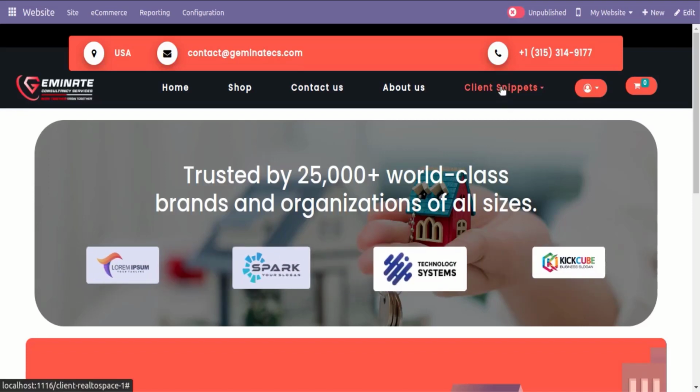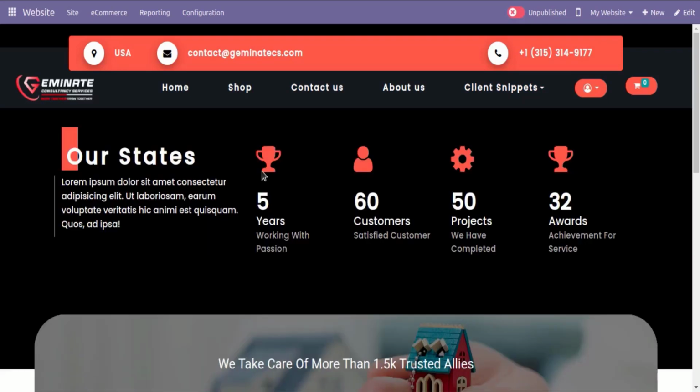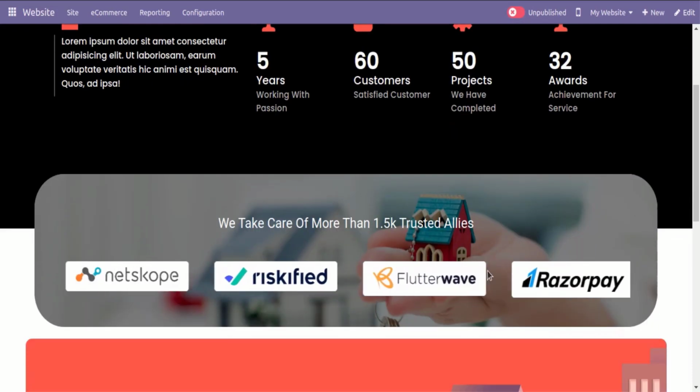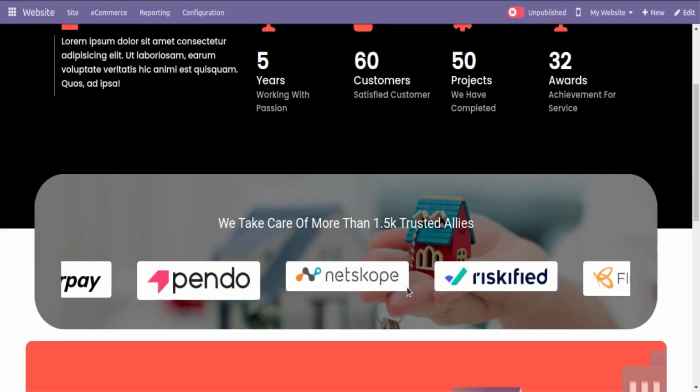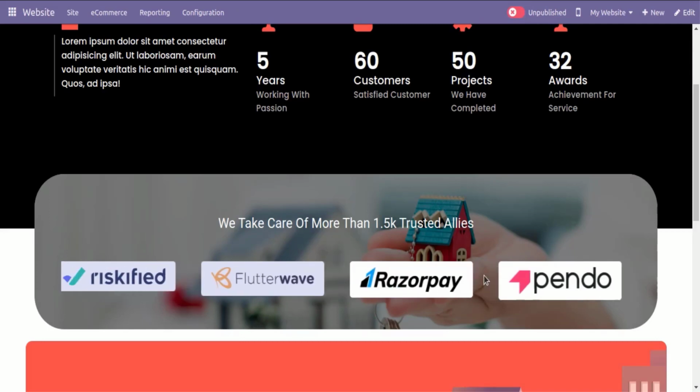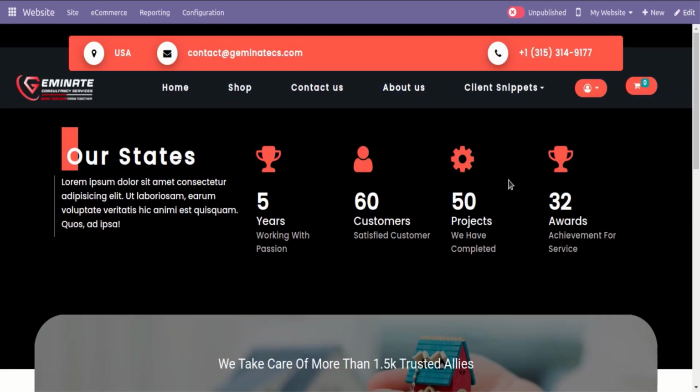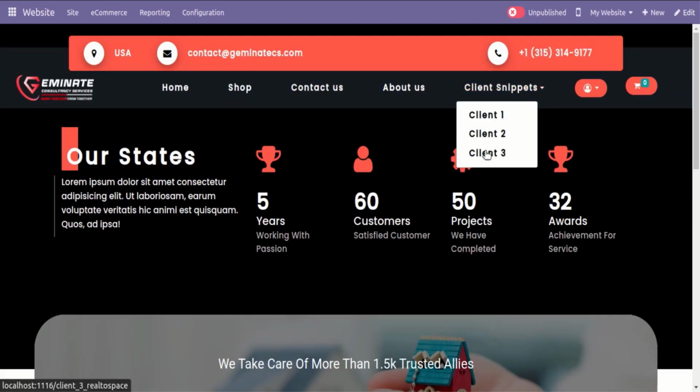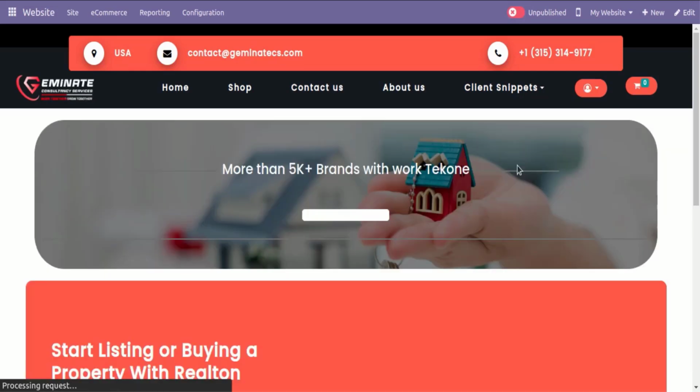Let's go to the next snippet of the Client. Let's take a look at Client 2 Snippet's attractive design. Let's go to the next snippet of the Client. Let's take a look at Client 3 Snippet's attractive design.